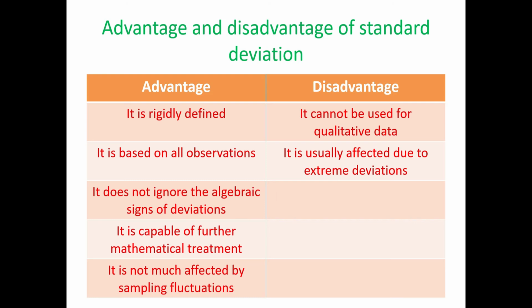Disadvantages: we cannot use it for qualitative data. It is usually affected by extreme deviation. If there is extreme deviation, then nobody can help it. It is also affected.